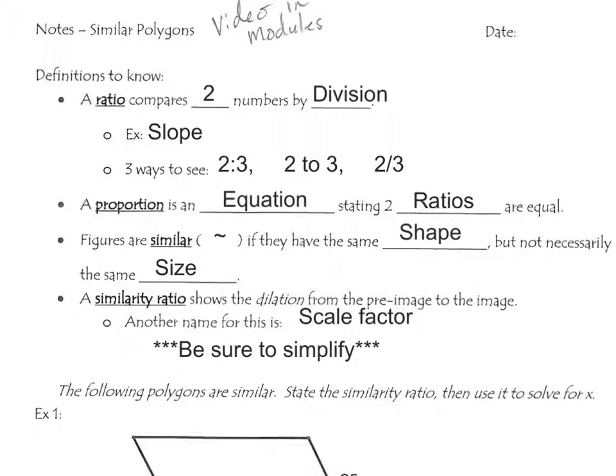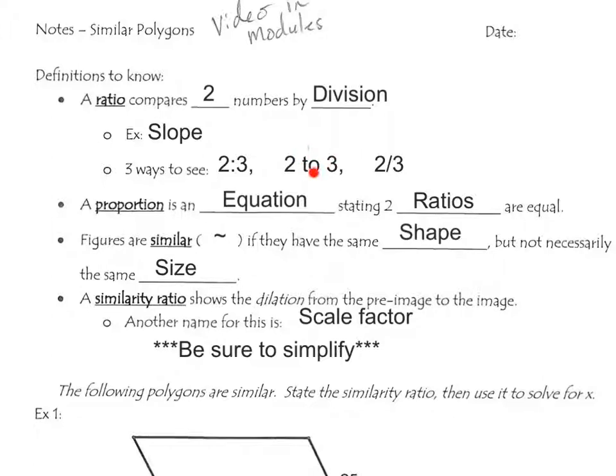It's when you're comparing two numbers using division. It's fractions. Fractions are ratios. Fractions are division that has not been done yet. One that you're probably very comfortable with is slope, right? Rise over run. There are three different ways you're going to see ratios. One is where they use a colon in between.